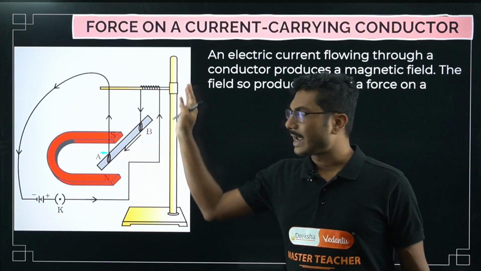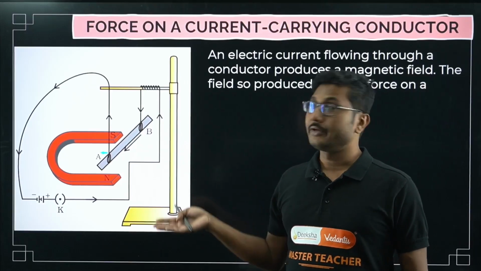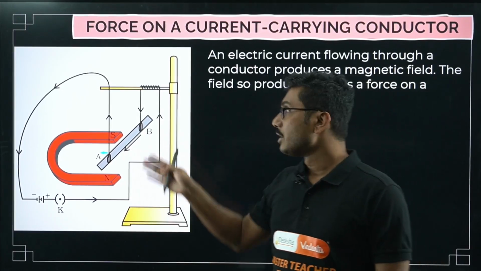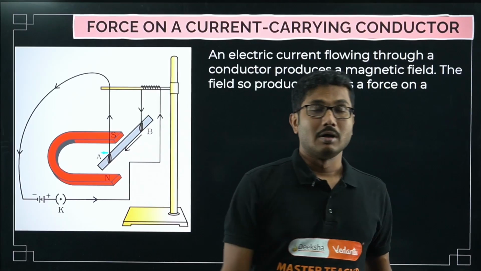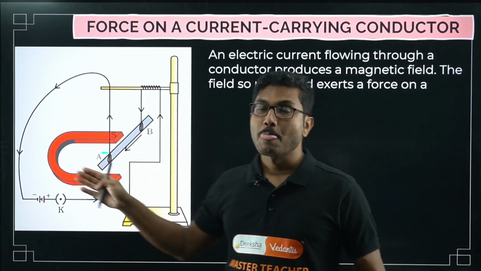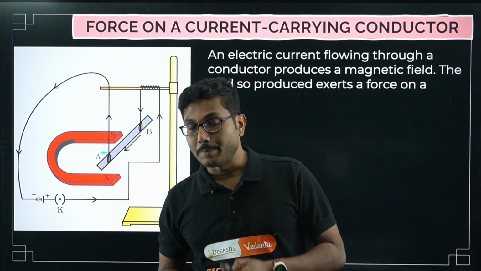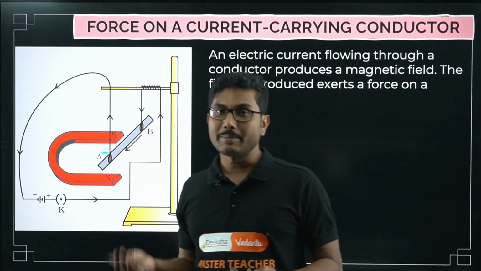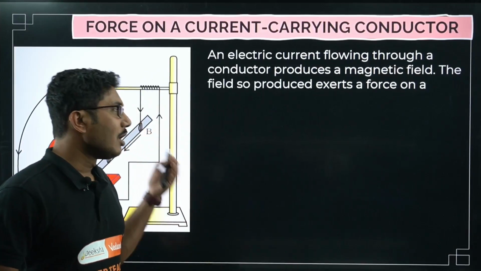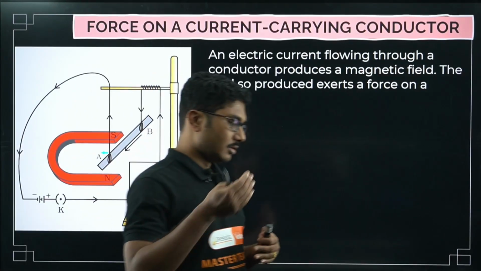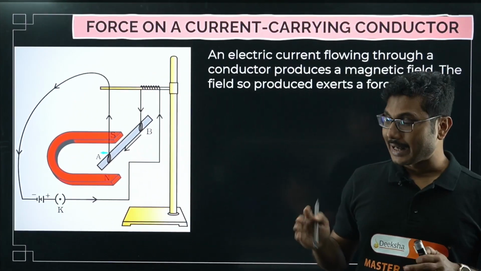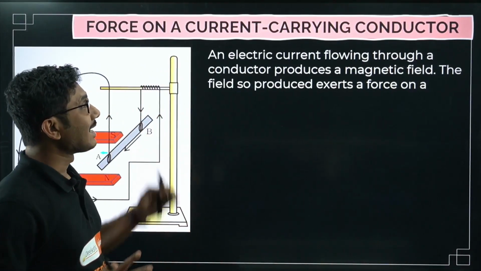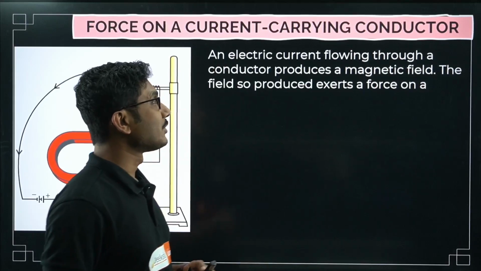Based on the magnitude of current, it will be determined how far it will be attracted or how far it will be repelled. Whether it will be attracted or repelled depends only on the direction of current. That can be determined using the right hand thumb rule. You can find the polarity of the magnet, but that is not part of our syllabus, so I am not going to discuss that. But an electric current flowing through a conductor produces a magnetic field.